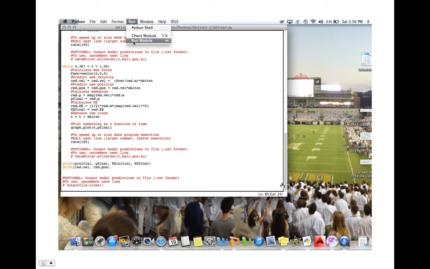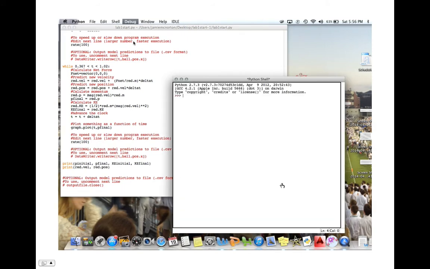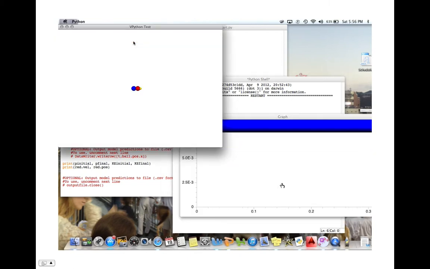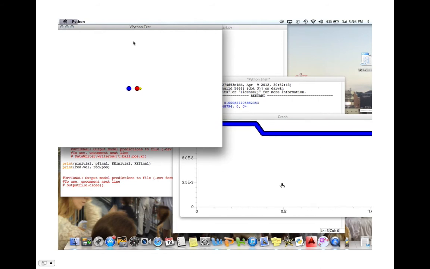Running the code, the interaction plays out similar to what was shown in the video. The momentum of the system was tracked in the graph before the collision. The momentum was higher.